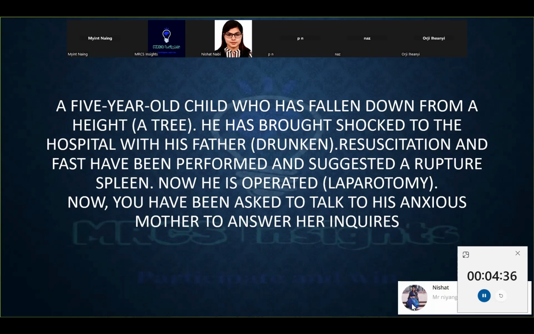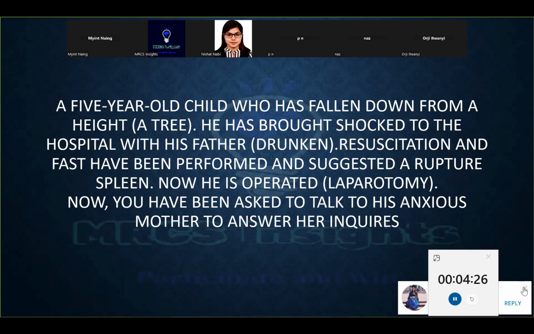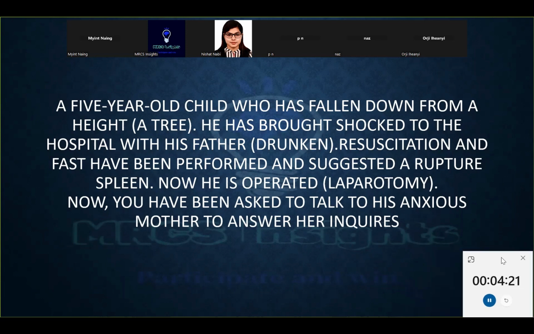Okay, doctor. But is there any medication which will be required after the operation? Yes, when the spleen is removed, he needs to be vaccinated against some infections, as the spleen is not there, and also long-term antibiotics will be needed. Doctor, but how long could the operation last? Could you take a look and tell me?